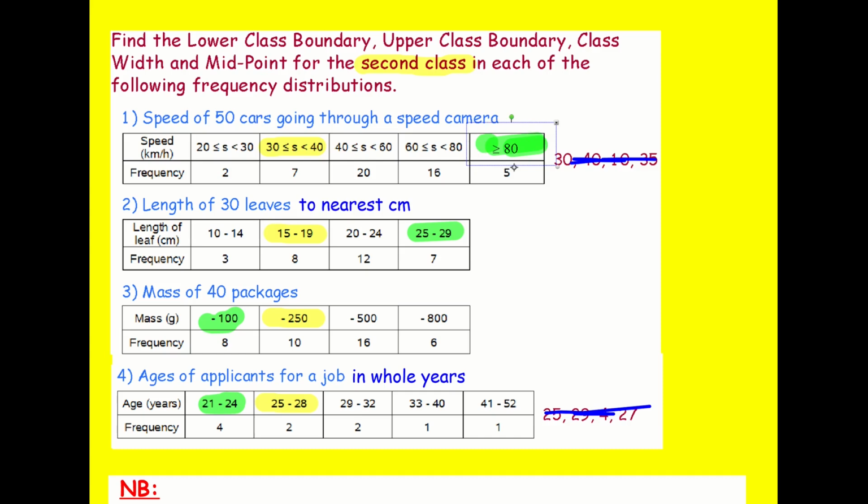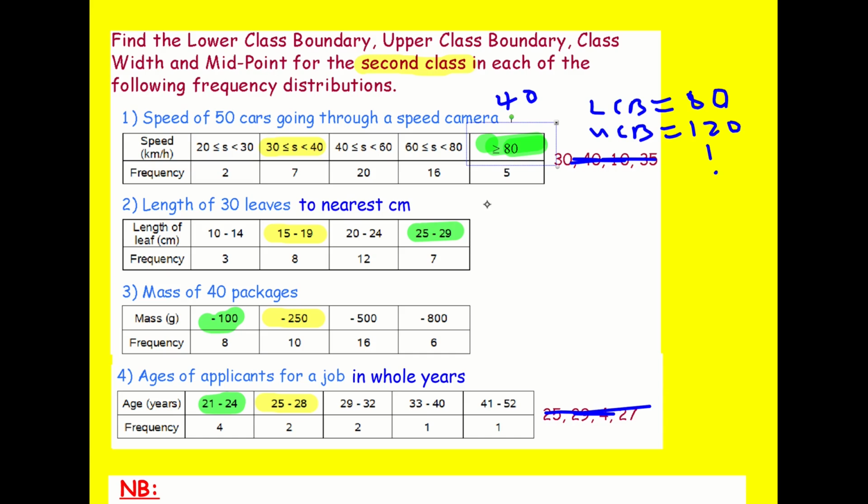All right, now I did talk previously about this one. When you don't have an upper bound in here, what you actually do is you make it twice as much as the previous width. So if the width is 20, the width of this one is going to be 40. The lower class boundary is 80. And the upper class boundary is 120. Okay, be aware of that. I think that's quite unlikely to happen in an A-level exam, but it doesn't hurt to be aware of it. That's just a convention as well that's been decided by somebody.